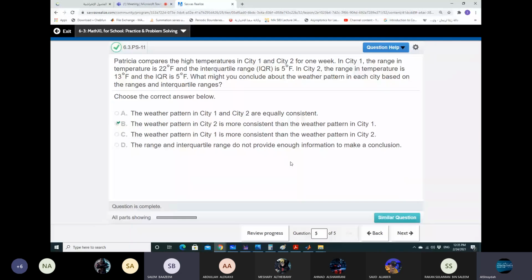Excellent. It depends on the range, as I told you, because the interquartile ranges are the same. Here we have 5 and here we have 5. So compare the ranges. If the range is less, then it is more consistent. The range in city 2 is less than the range in city 1, so the weather pattern in city 2 is more consistent. Okay, you are excellent. Thank you.